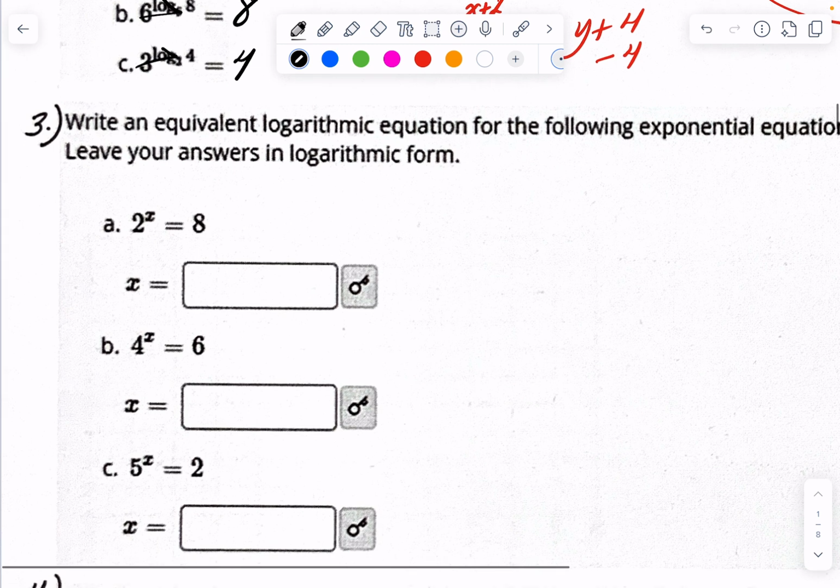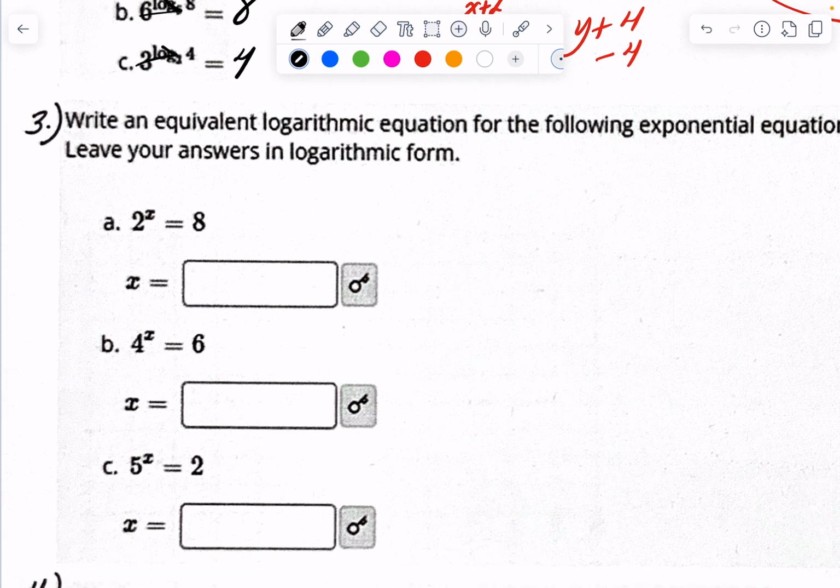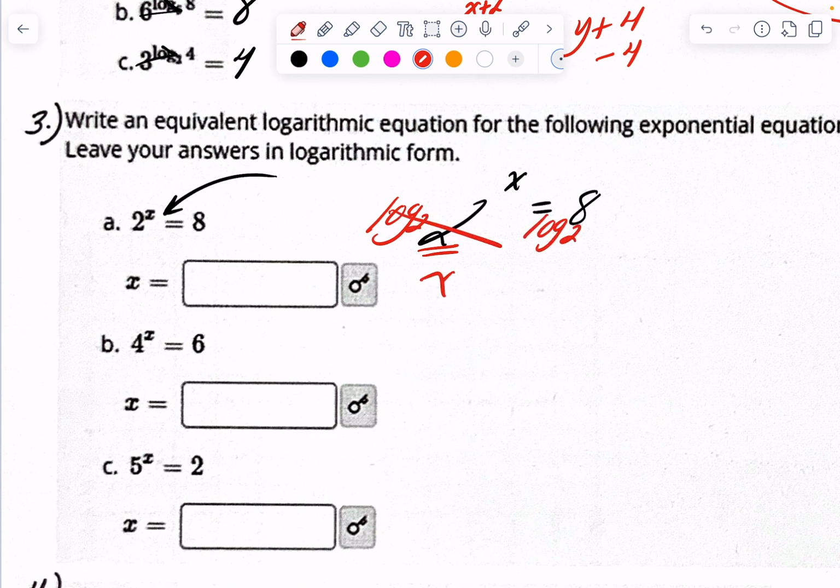Okay, it says write an equation equivalent to a log expression. So they're basically just saying rewrite this as a log. If you have 2 to the x equals 8, and they want this as a log, I need to undo the base 2. So I'm going to take log base 2 of both sides. So we have x equals log base 2 of 8.